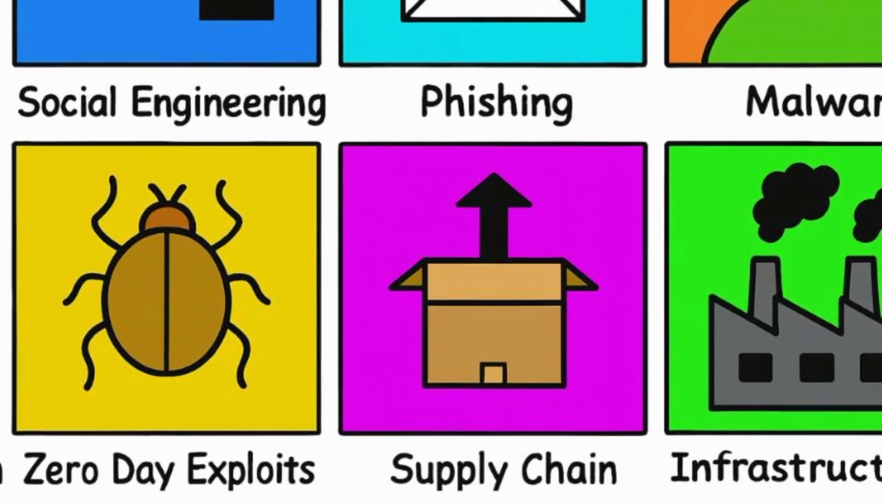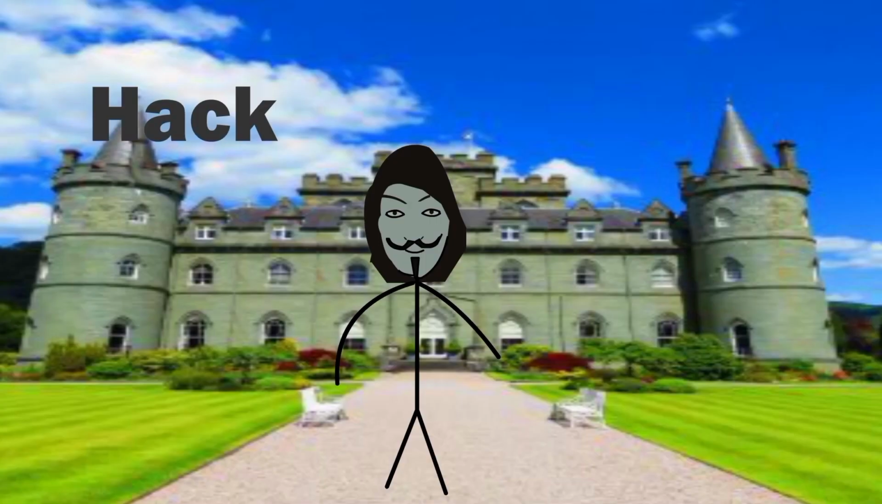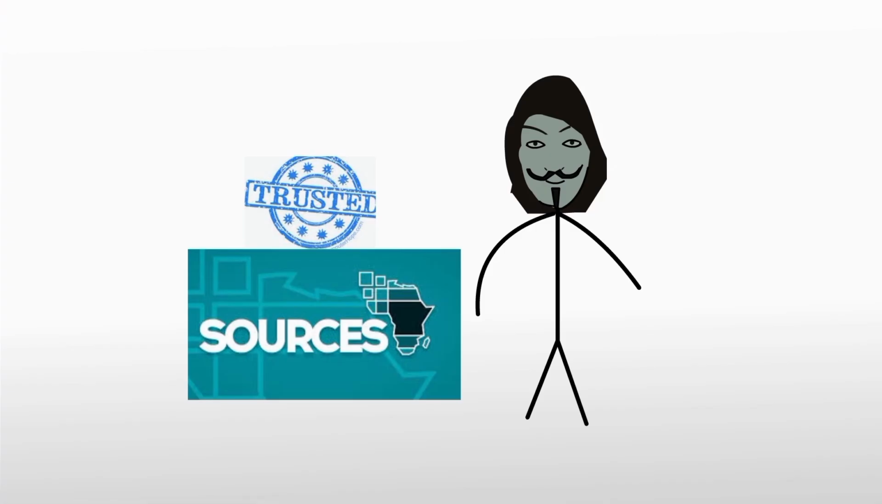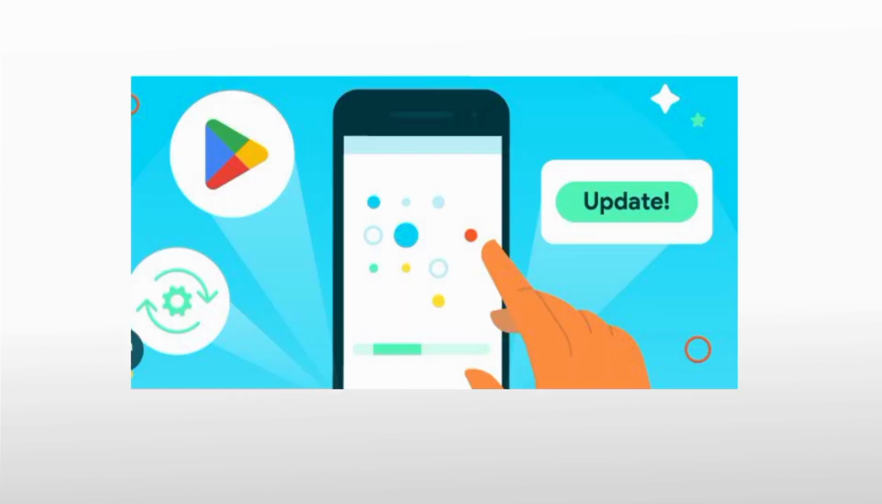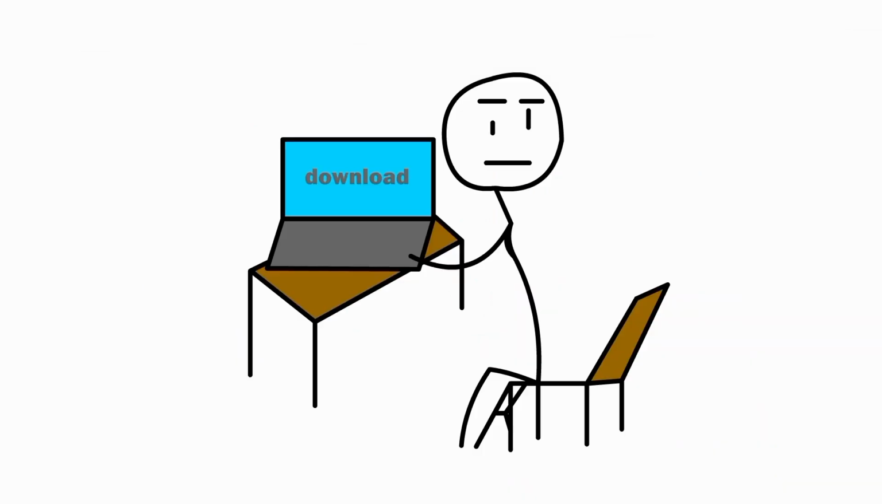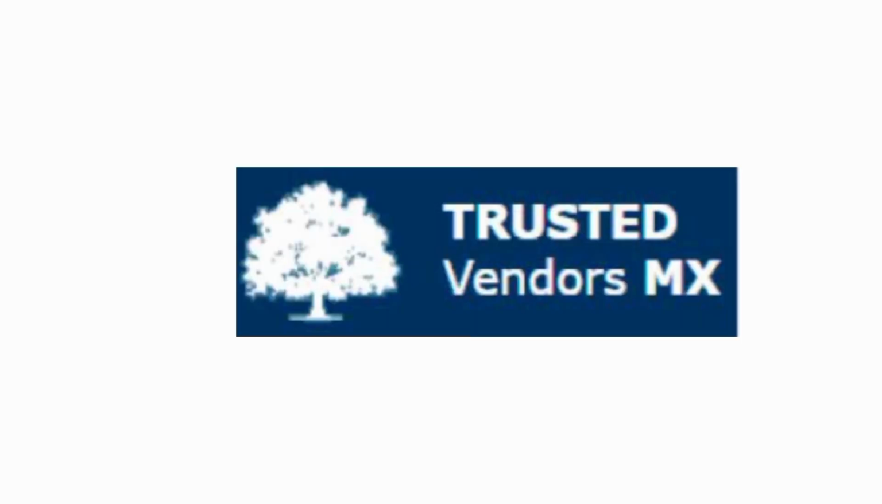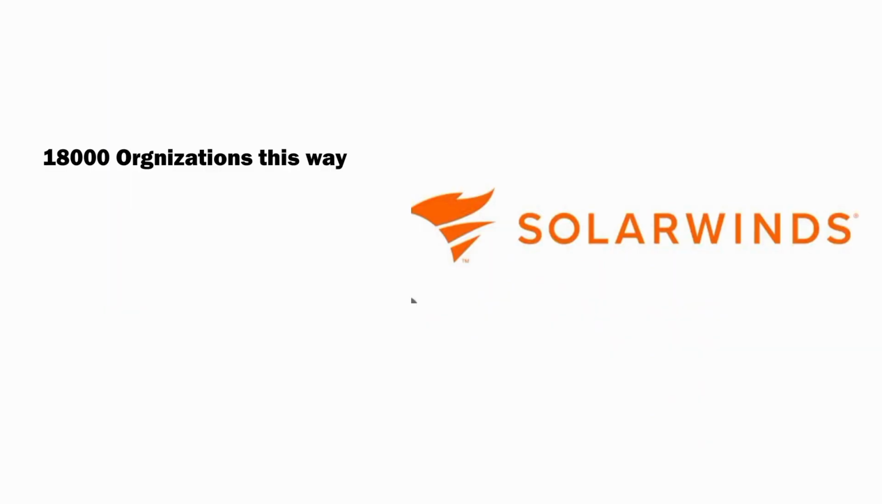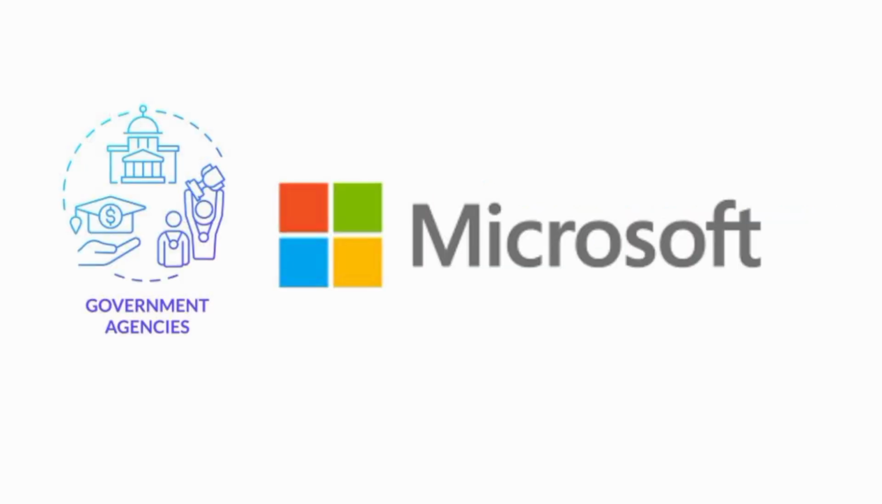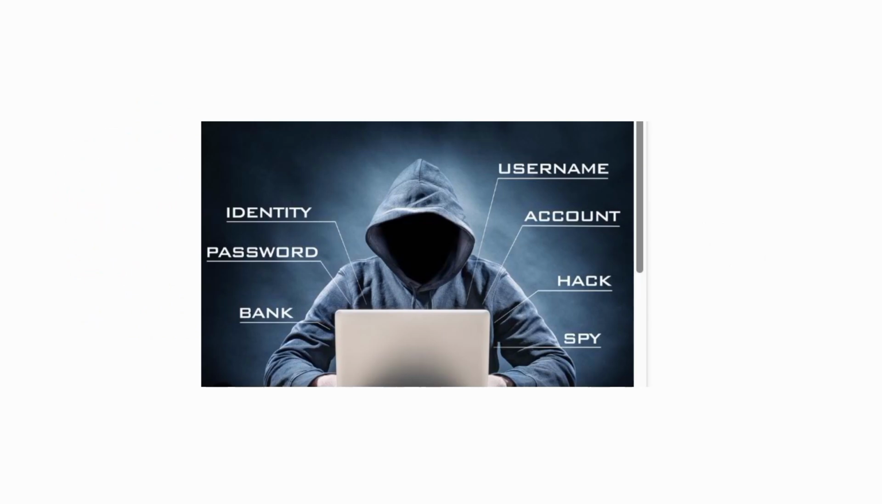Method 7. Supply chain compromise. Why hack into the castle when you can poison the well? Instead of attacking targets directly, sophisticated attackers compromise trusted sources. They infiltrate software development environments and inject malware into legitimate application updates. Targets willingly download and install compromised software because it comes from trusted vendors with valid digital signatures. The SolarWinds hack infected 18,000 organizations this way, including Microsoft and government agencies, through a single corrupted software update.